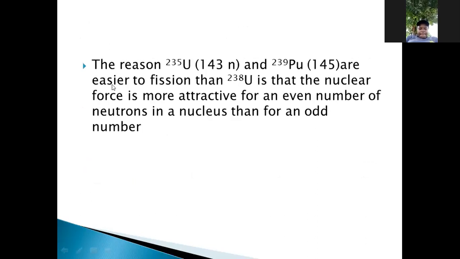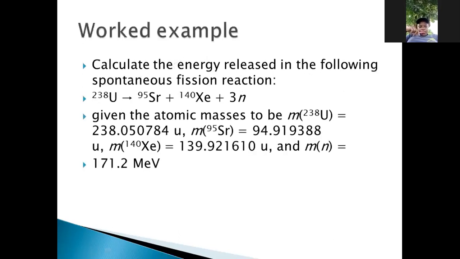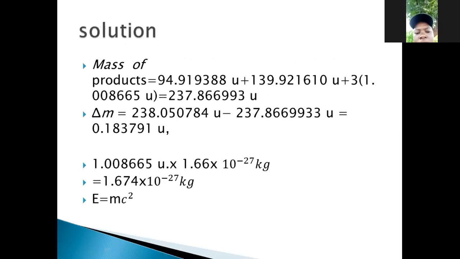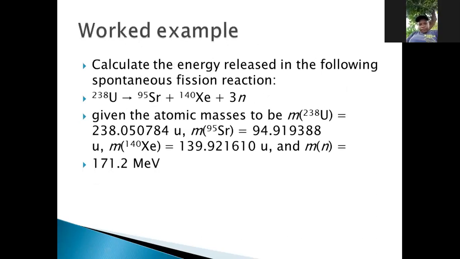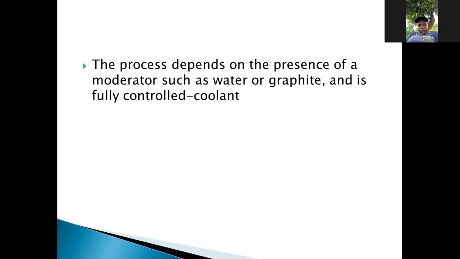And then another point just to note here is that usually in a nuclear reactor, we use either uranium-235 or plutonium. It is because the nuclear force is more attractive for an even number of neutrons in the nucleus than for an odd number. So when you try to subtract, for example, for uranium-235, it has an atomic number of 92.